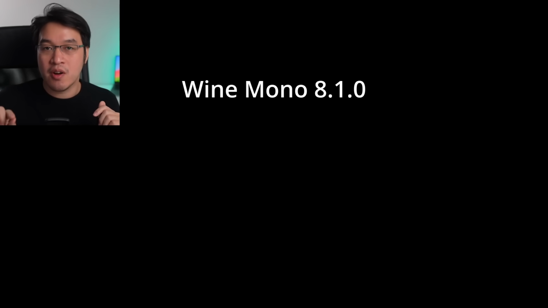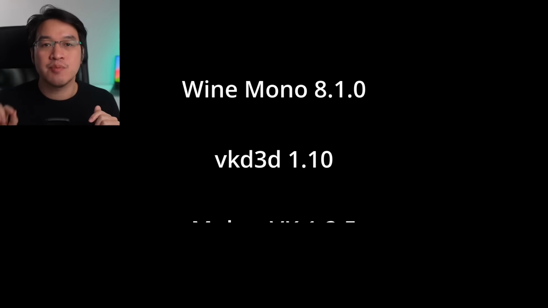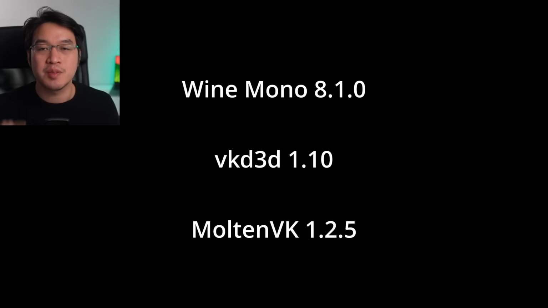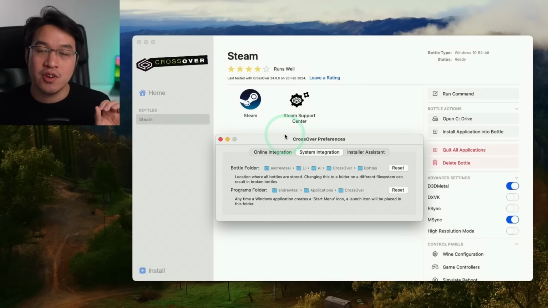CrossOver 24 also includes updates to other bundled packages, including Wine Mono 8.1.0, VKD3D 1.10, and MoltenVK 1.2.5. These are all updates which are going to allow games to run as well as possible on the Apple Silicon Mac. And CrossOver 24 also contains some long-requested user interface changes.